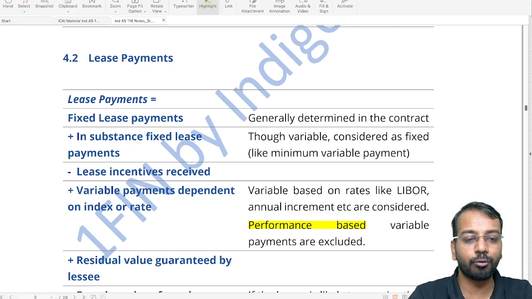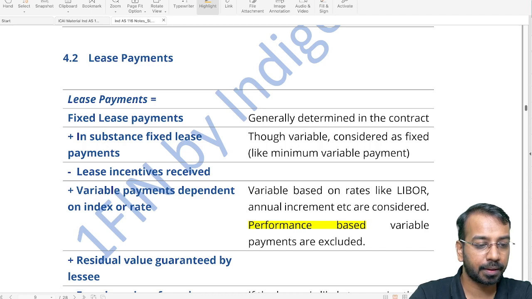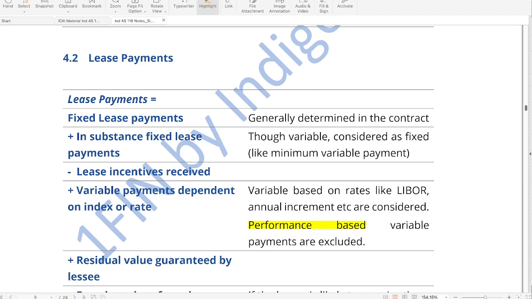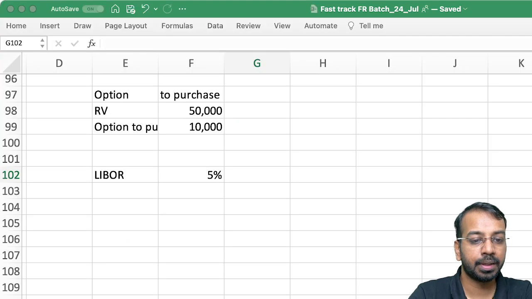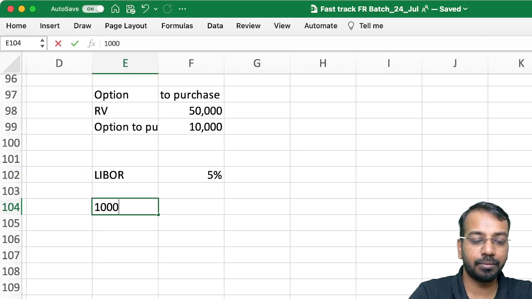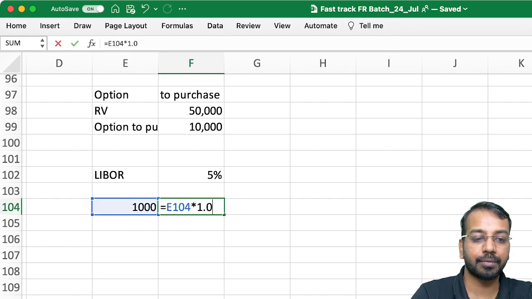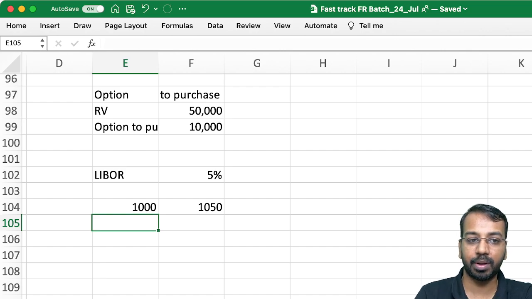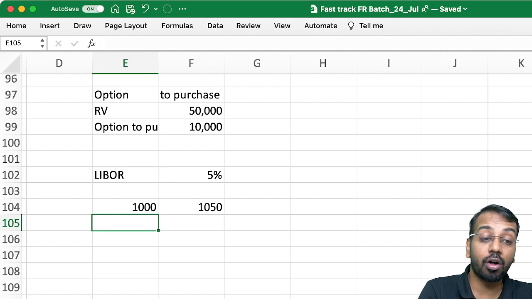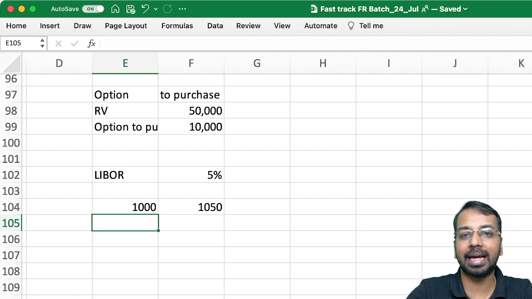Now, what do I mean by included and not included? For example, let us say LIBOR is 5%. I'll just share the screen. LIBOR is 5%. We have said 10,000 and a LIBOR based increment. So 10,000 into 1.05, my lease payment I will say is 1,050. That is how I will calculate if it is based on an index or a rate, because I already know that particular index or rate, and based on that I can calculate the future payment.